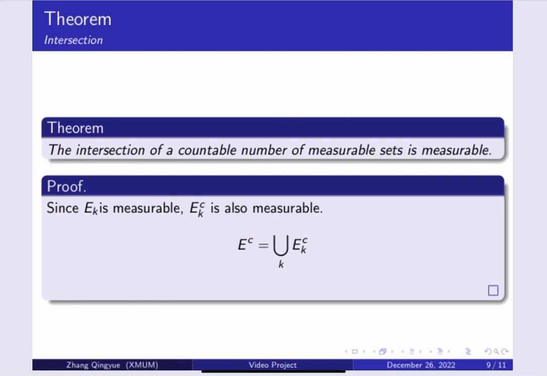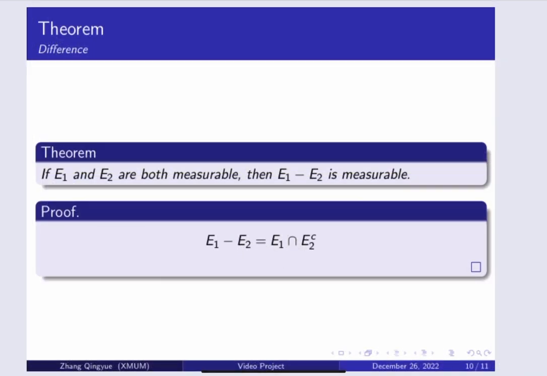And we also have a theorem about the intersection. The intersection of a countable number of measurable sets is measurable. To prove it, since Ek is measurable, the complement of Ek is also measurable, and we have the complement of E equals the union of the complements of Ek, and hence the complement of E is measurable, and E is the complement of the complement of E, so E is also measurable.